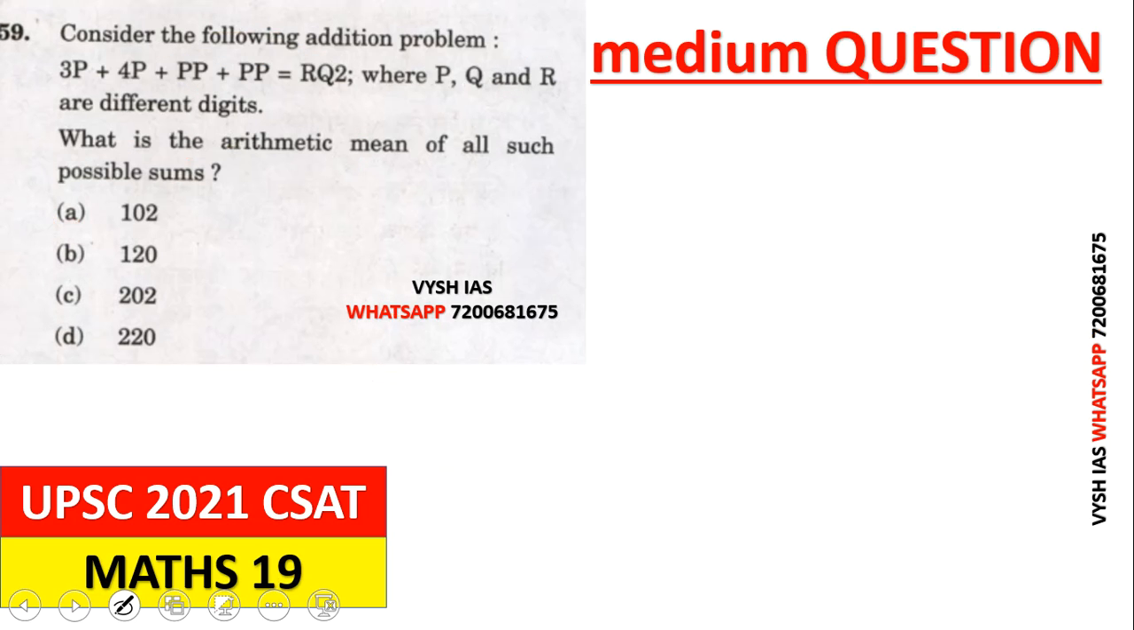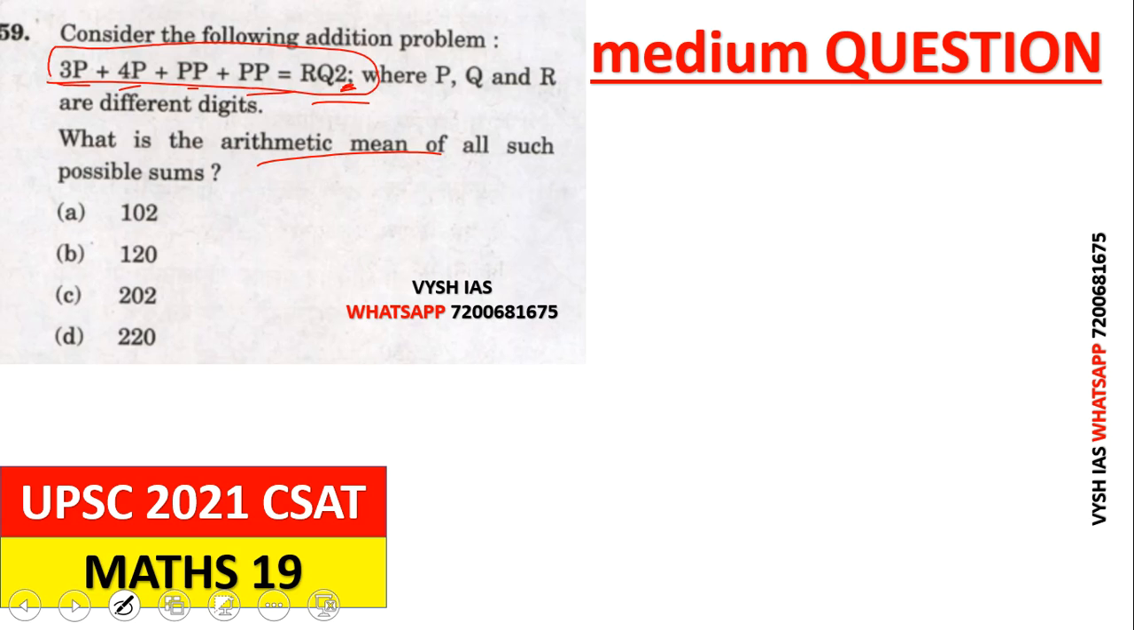Now this again is little tricky. Okay, consider the following addition problem. They are given 3p plus 4p plus pp plus pp is equal to rq2, where p, q are different digits. What is the arithmetic mean? Arithmetic mean means what is the average of all such possible sum. You will think it's a very difficult question, but it is not. Just look at this equation.